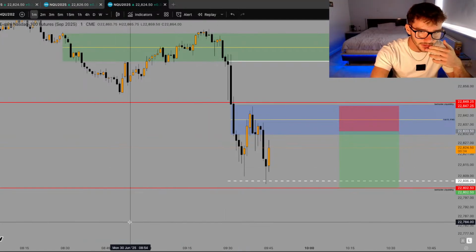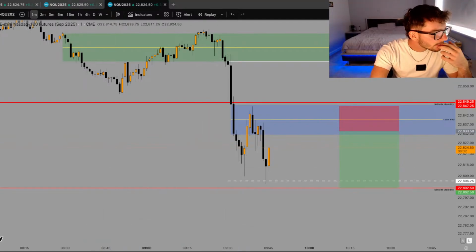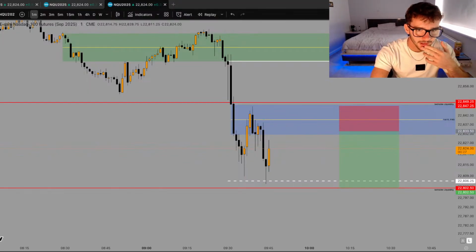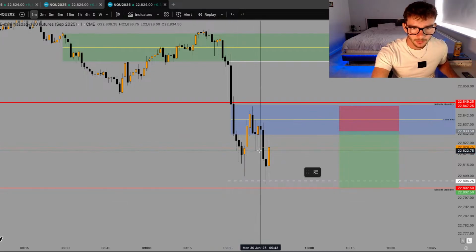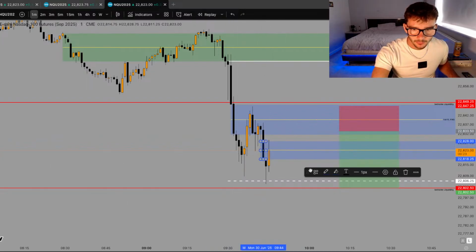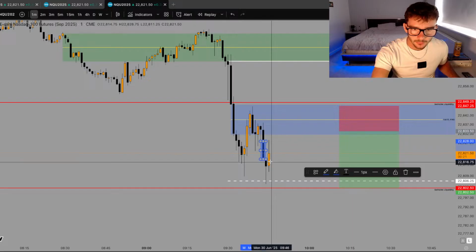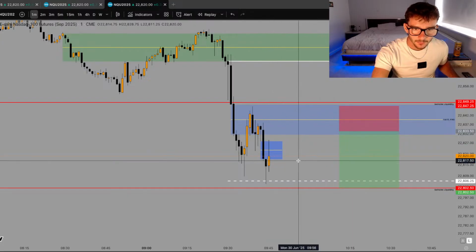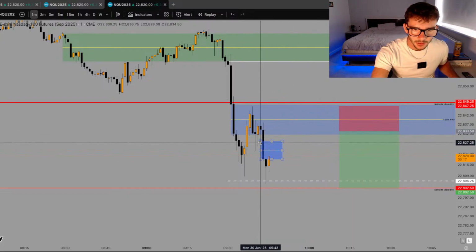Okay, well, that was the midpoint of the gap, actually. Potentially should have taken that off there, but I'm fairly confident we'll get these equal lows. It would make sense. Is that a volume imbalance? Yeah, it is.